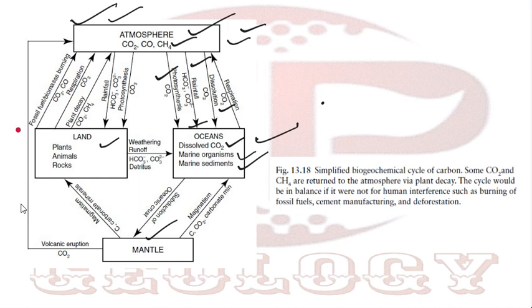Then during the burning of fossil fuel, carbon dioxide and carbon monoxide are also released. So these are the different processes by which carbon moves from the atmosphere to land or ocean, then to the mantle, then to the atmosphere again. And some of the carbonate deposition on land, by weathering and erosion, can be deposited within the ocean by a simple weathering process.